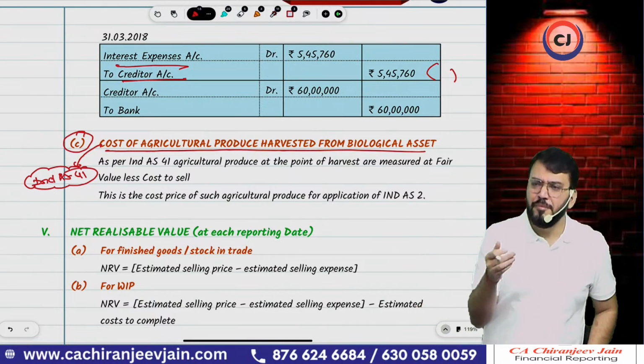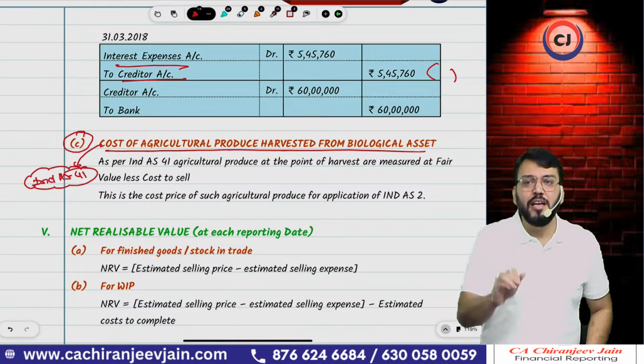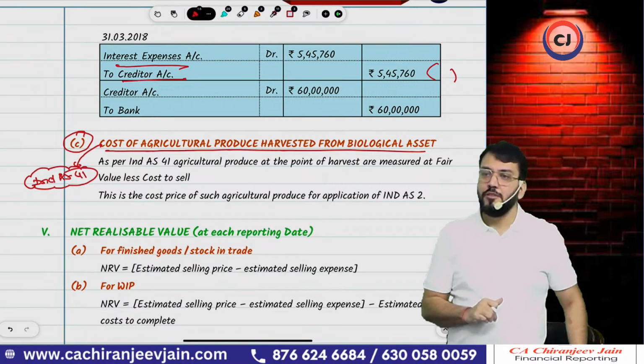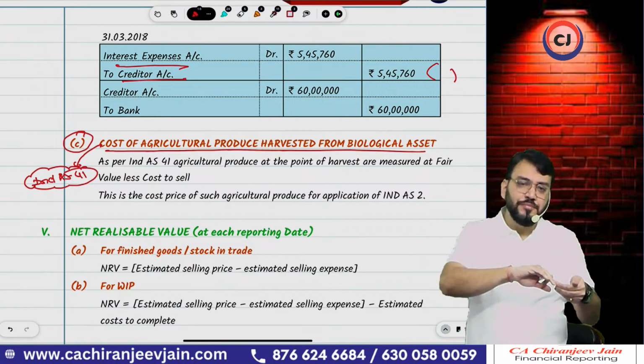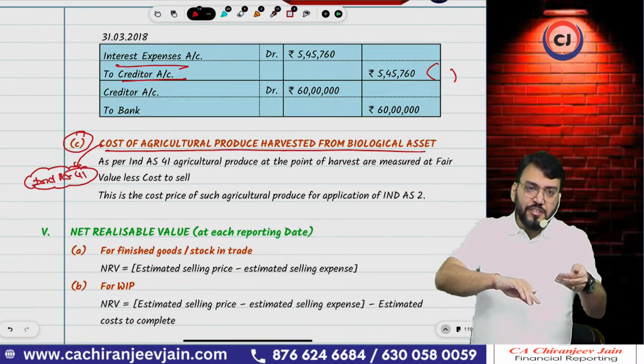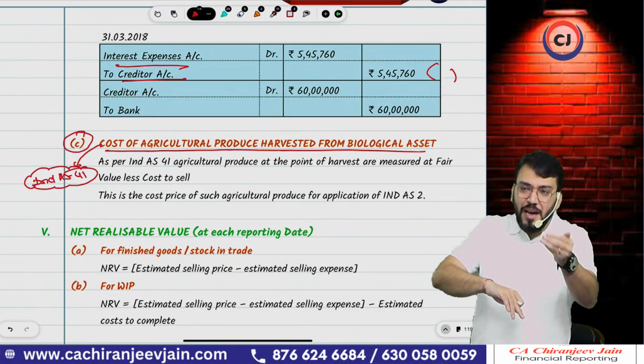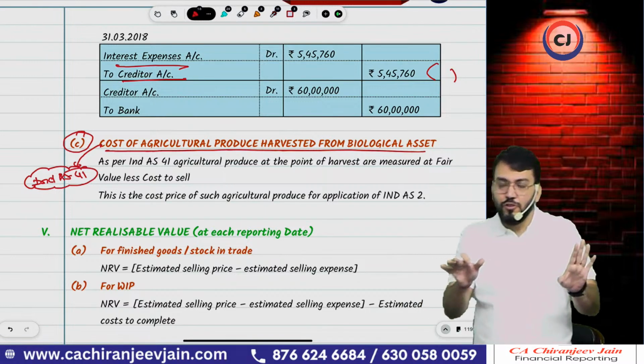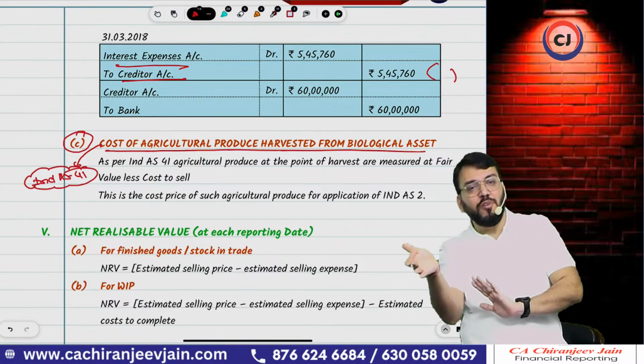Living animal and living plant. And whatever is produced from that becomes agriculture produce. So agriculture produce becomes inventory. So agriculture produce from biological asset. Topic you understood? The cost of agriculture produce harvested from biological asset.